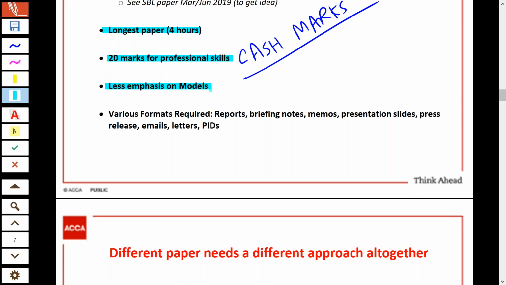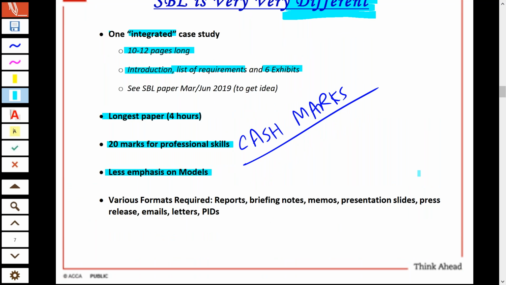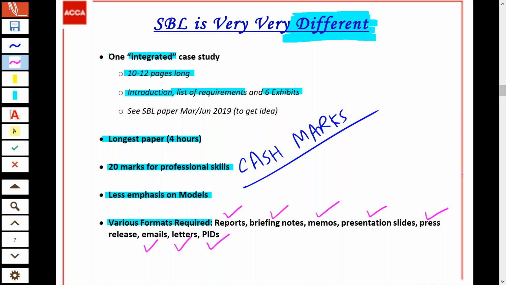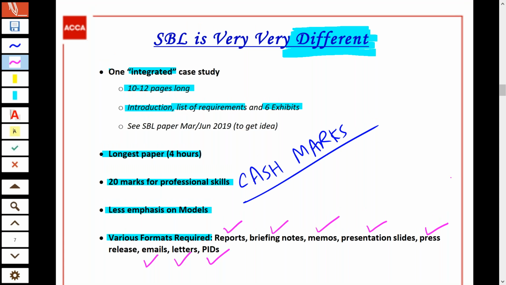And then there is less emphasis on models, unlike other papers. And there are so many formats required. This paper is full of formats. You must know how to prepare reports or briefing notes or memos and presentation slides. You must be able to draft a press release, write emails, make letters, make project initiation documents. There's a business case, all those formats you must be familiar with, and it's my job to teach you all these formats. So all in all, because of these new things, SBL is very different, but not difficult. Okay.